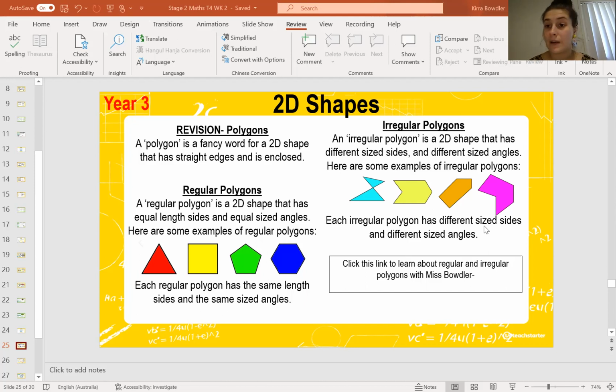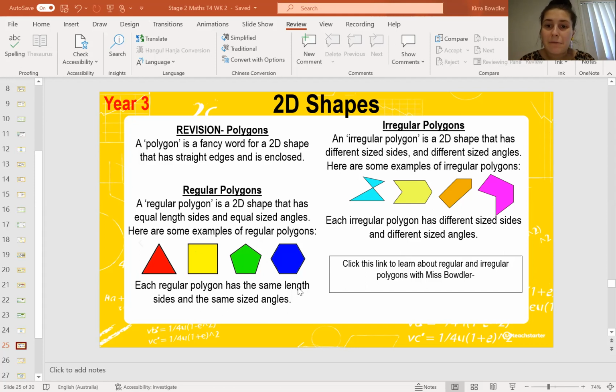Here are some examples of regular polygons. We have a triangle, we have a square, we have a pentagon, and a hexagon. We know that these are regular polygons because all of their sides here are the same length and they have the same sized angles. Now remember, the word angle means when two lines join to form a point. So the angle is the space between these two lines, okay? So the space between where two lines connect. So their angles are the same size as well.